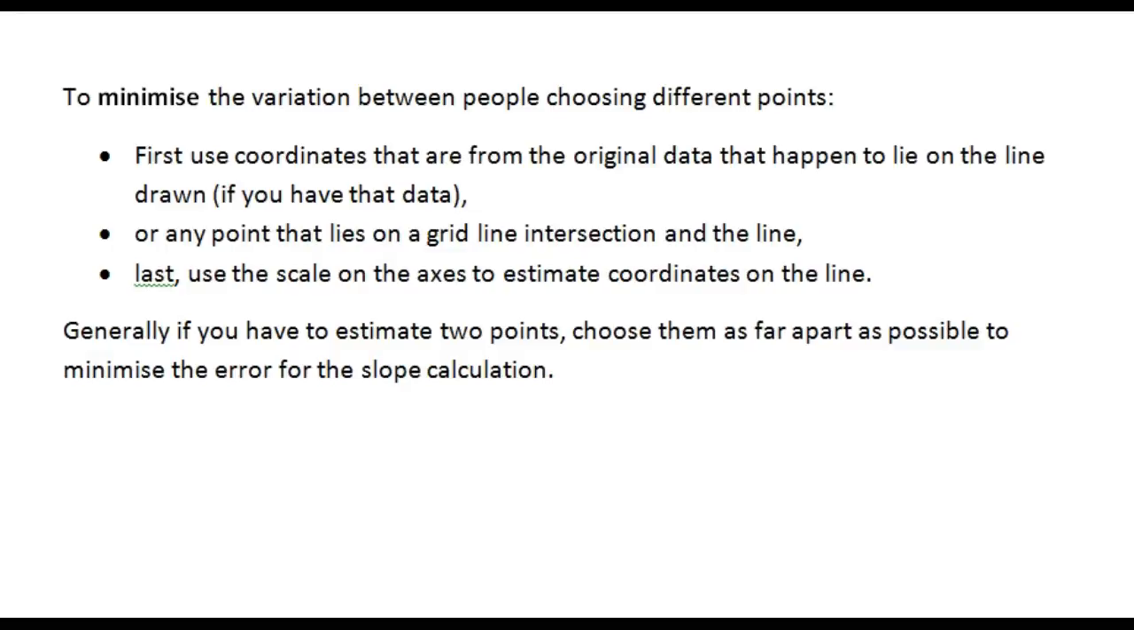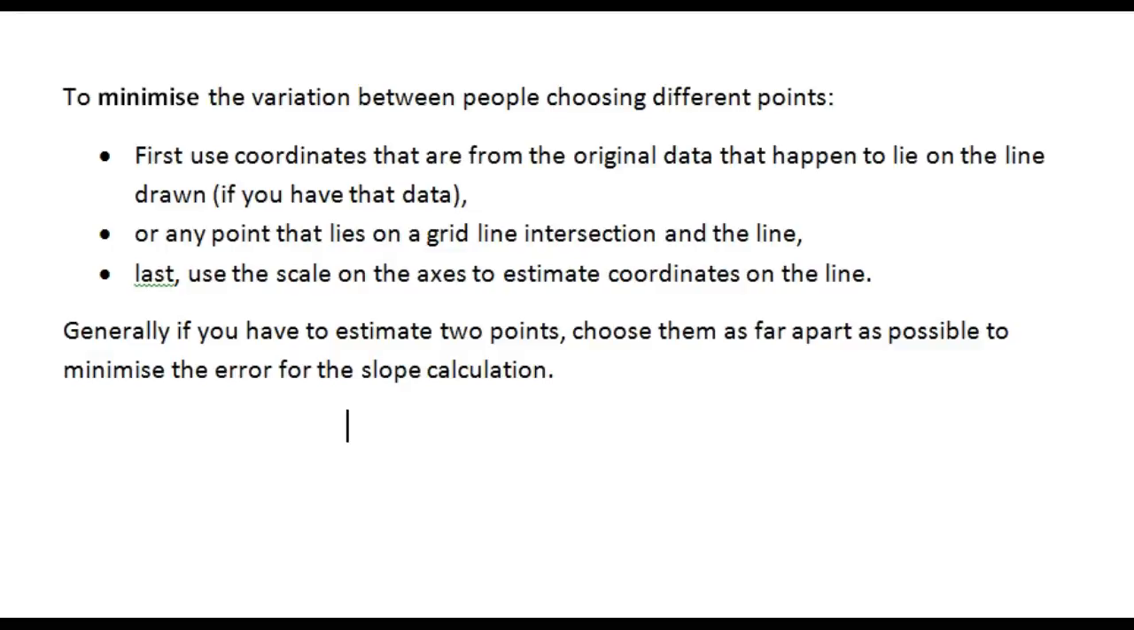To minimize this sort of variation that occurs when people choose different points, we follow some processes. If we have access to the actual original data and we notice that our line of best fit passes through one of those original points of data, we would use that coordinate. Sometimes we might have 2 coordinates, which is what we need for the model. If that doesn't happen, maybe we only have 1 or none, we can then look at the way the grid lines are presented on our graph, and if our straight line lies on one of the grid line intersections, we could use that point because it's easy to read the scale off.